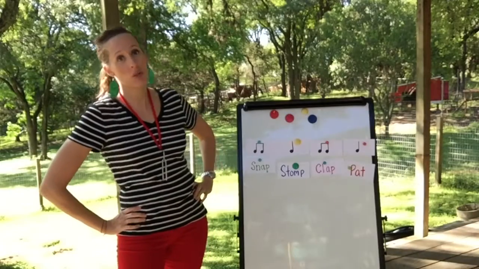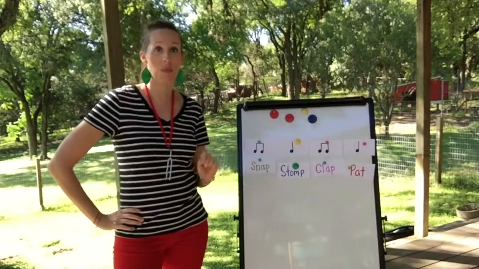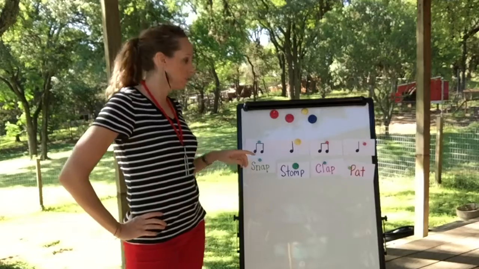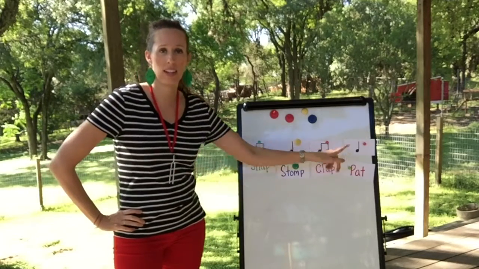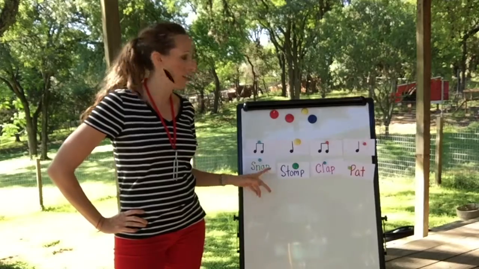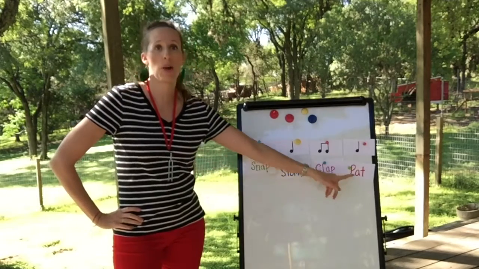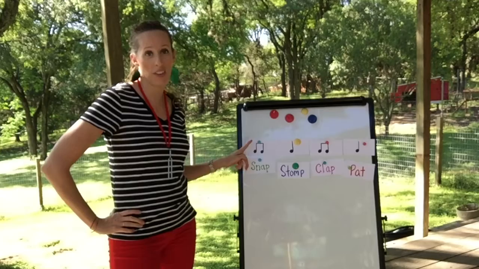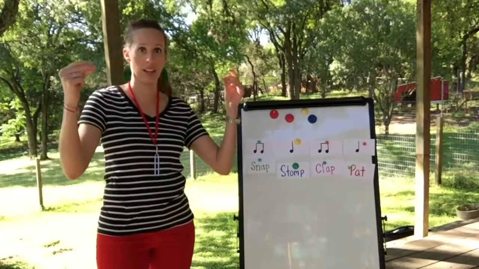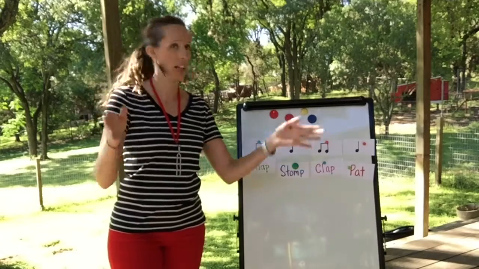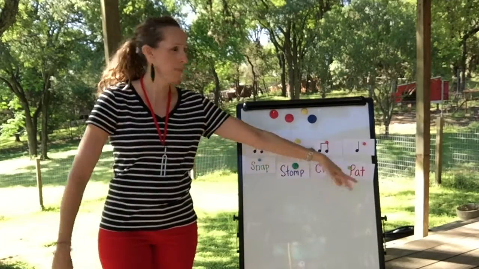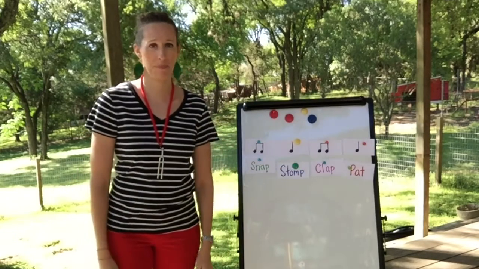Right, today we're going to do a little something, a mix-up game with Sail Away Ladies. So what you see here on the board is a rhythm, ta-di-ta, ta-di-ta, and underneath are words like snap, stomp, clap, or pat. And that's what you have to do the rhythm to. So this is snap, ta-di, stomp, ta, clap, ta-di, pat. Okay?